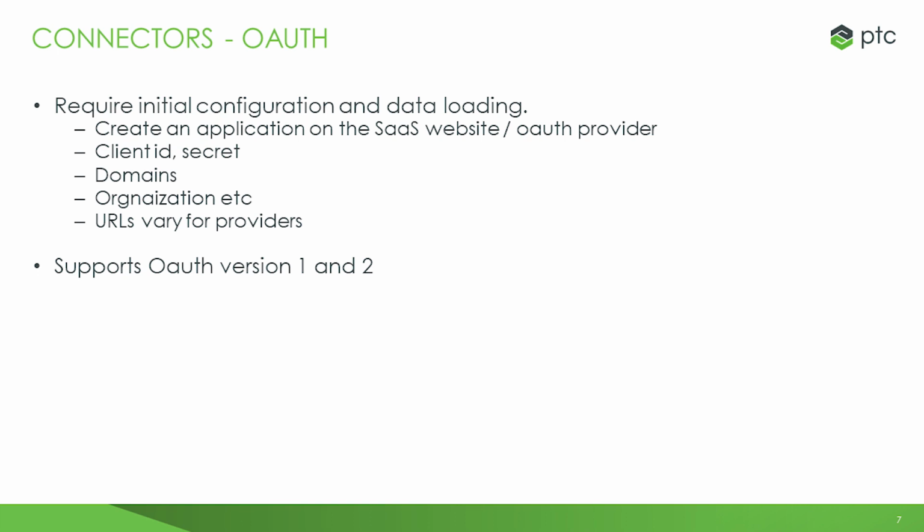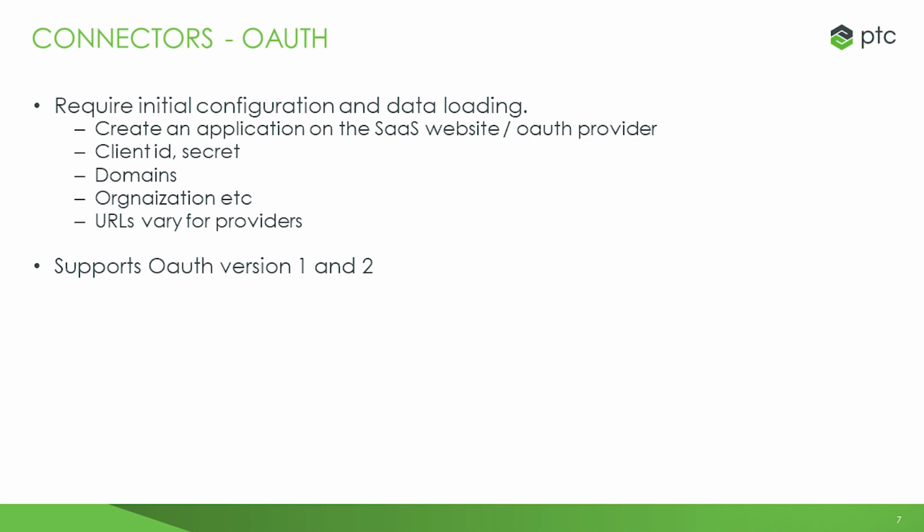Now before we create these OAuths, they require some amount of initial configuration and data loading. A reason for this is every SaaS application will require you to create an application on their website or on the OAuth provider. And typical information like client ID and secrets are generated at that time. Sometimes you have to provide additional information like domains, organizations. You have to provide redirect URL. You'll find all the documentation about creating OAuth configurations in the SDK guide and the installation guide.